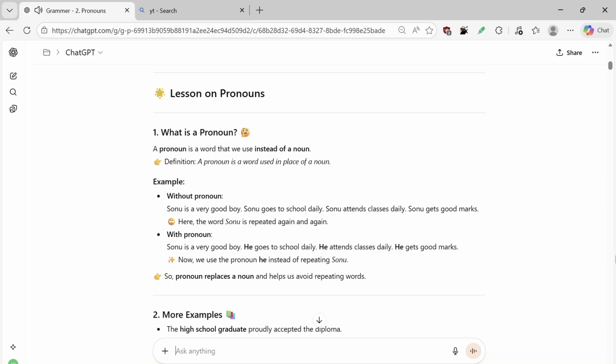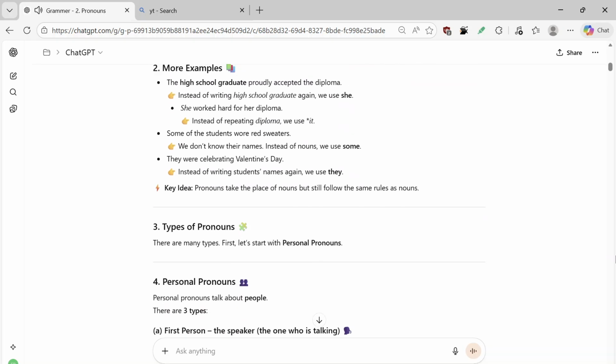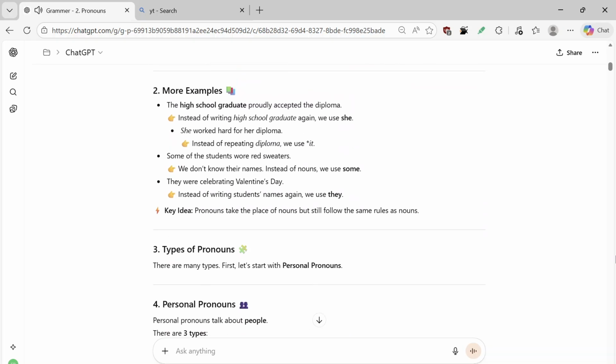Number 2. More examples. The high school graduate proudly accepted the diploma. Instead of writing high school graduate again, we use she. She worked hard for her diploma. Instead of repeating diploma, we use it.